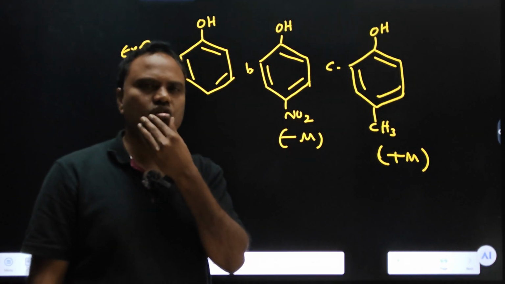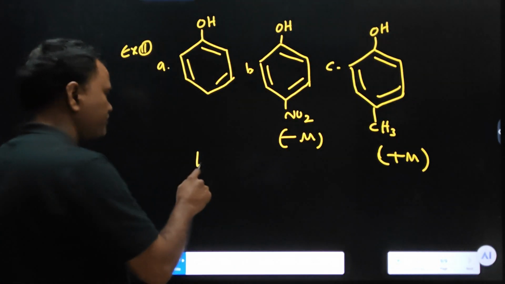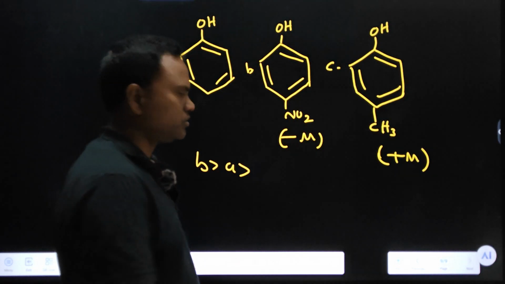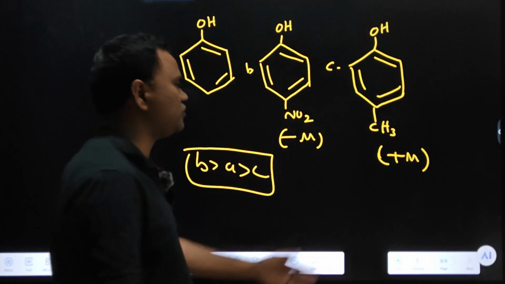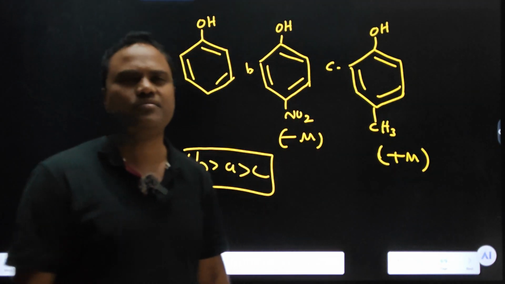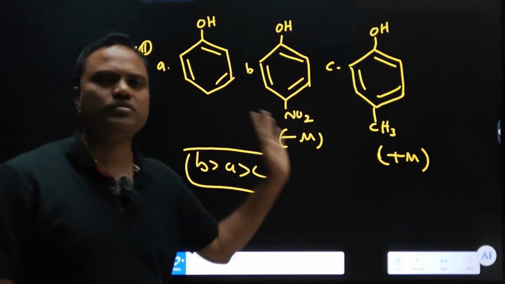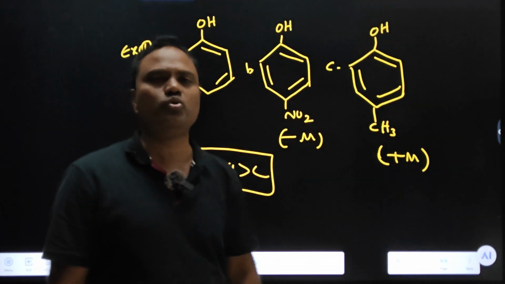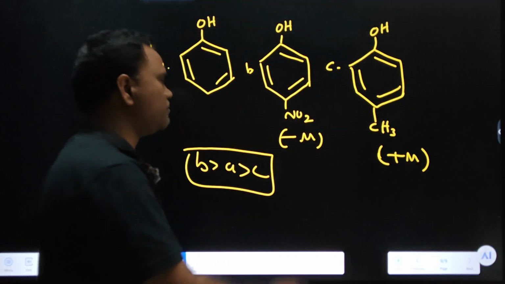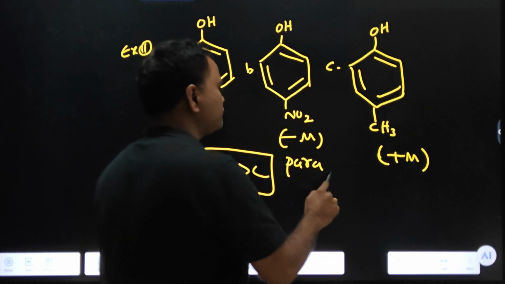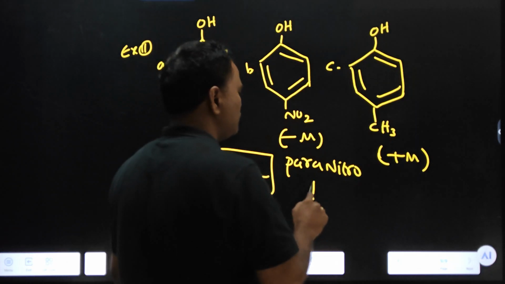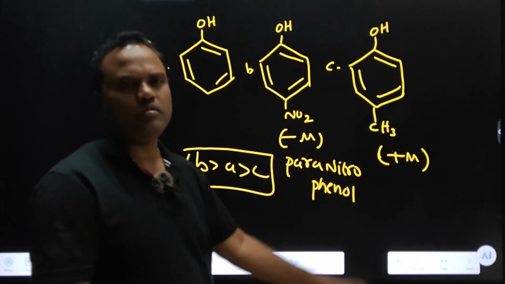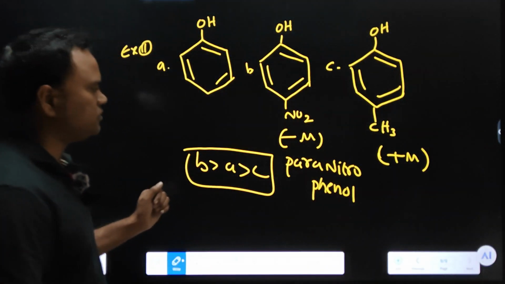So B is more acidic, B after A after C. Why is C least? Because a donating group is present, and donating groups decrease acidic nature. So which is more acidic? B. What is the name of B? Para-nitrophenol. In the para position, the nitro group is there. Names are also important. Note down, this is para-methylphenol.